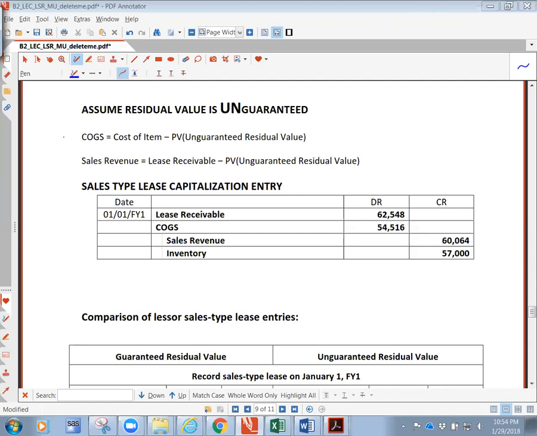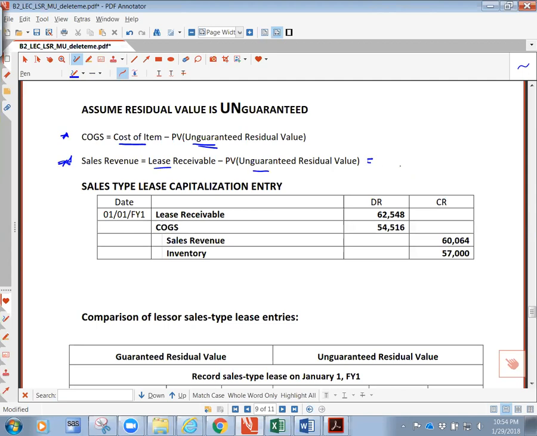So we're reiterating the formula for calculating cost of goods sold and sales revenue in sales type leases. The cost of goods sold is the cost of the item, which would be given and is also the amount of the credit to inventory. You calculate the present value of the unguaranteed residual value and you subtract that out of there. And then my preferred formulation is right here for sales revenue. You take the lease receivable that you would have capitalized, so you would have done the calculation to calculate that lease receivable, and subtract out the same present value of unguaranteed residual value.